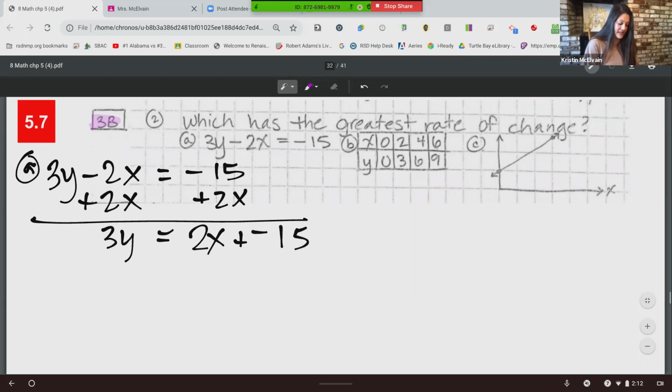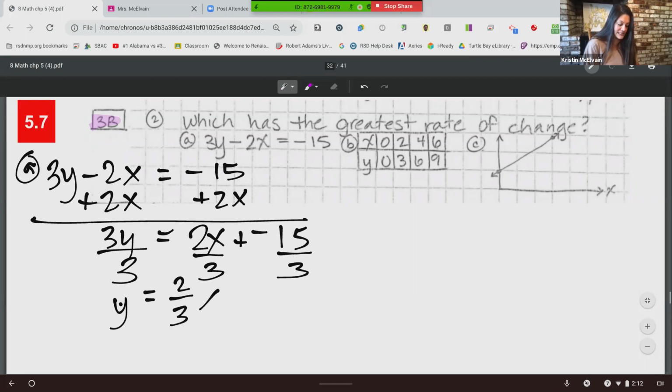It's negative 15. Divide each thing by 3 to get y by itself. So we have y equals 2/3 x plus a negative 5. And then of course our slope is 2/3. So right here is our slope. All right, so now over to B.